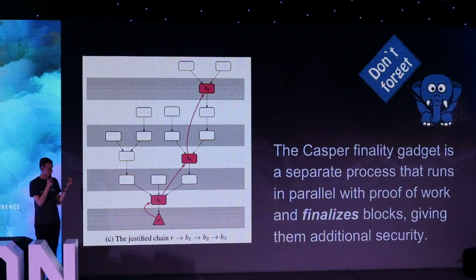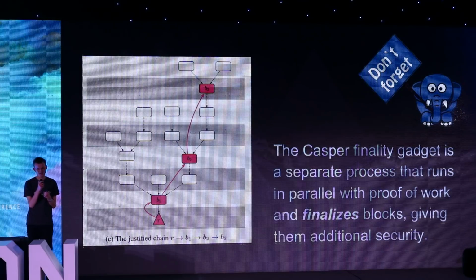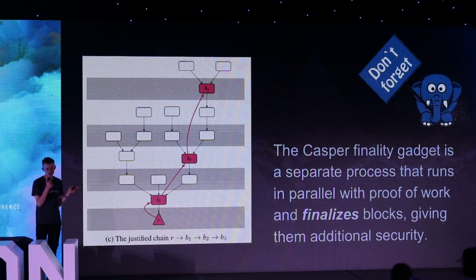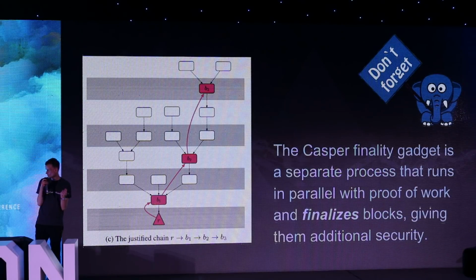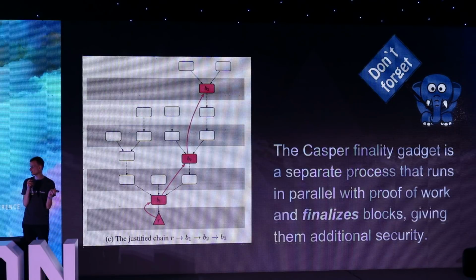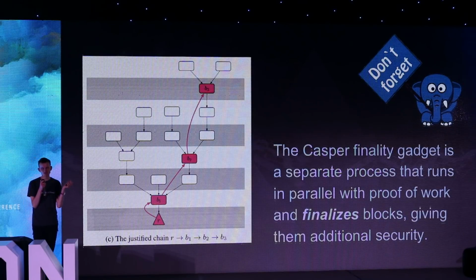Remember, the Casper finality gadget, at least in the hybrid version, is not a full consensus algorithm. It is basically an overlay process that lives on top of the existing proof of work chain. The purpose of the Casper FFG finality gadget is that it tries to finalize blocks that are already created as part of the proof of work chain.